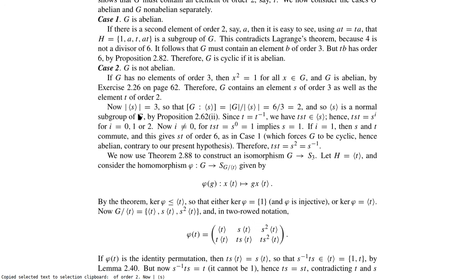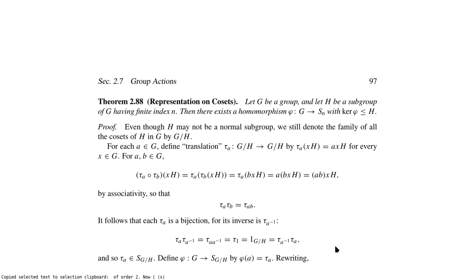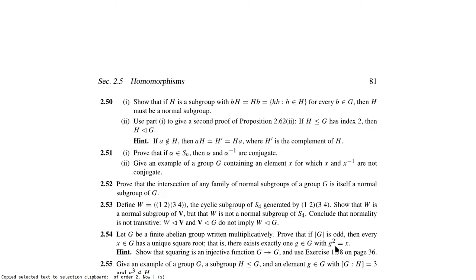So here the index of the cyclic subgroup is going to be 6/3. That's 2, right? So what that means is that it's a normal subgroup of G by proposition 2.62. Proposition 2.62, what is that again?